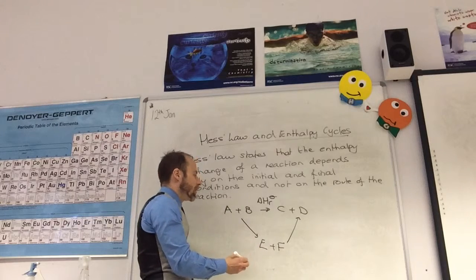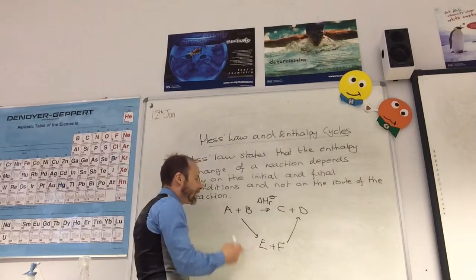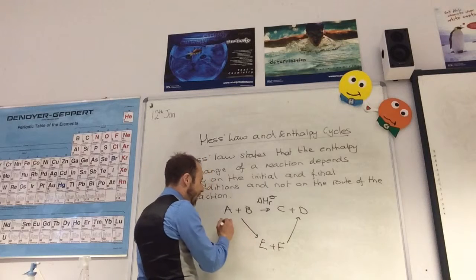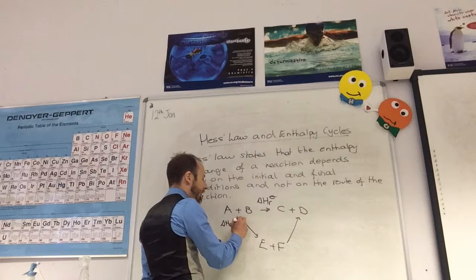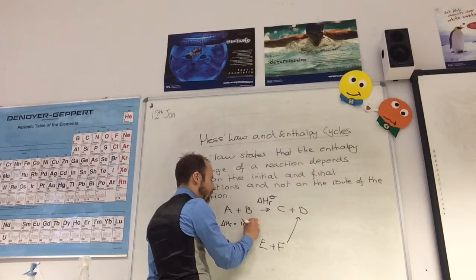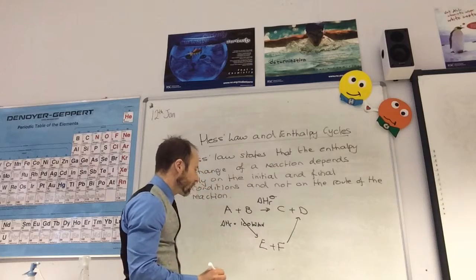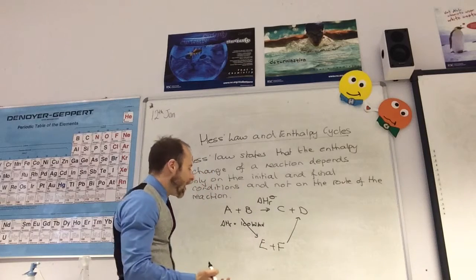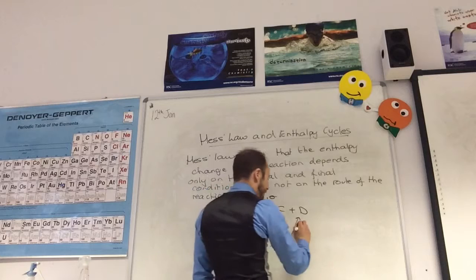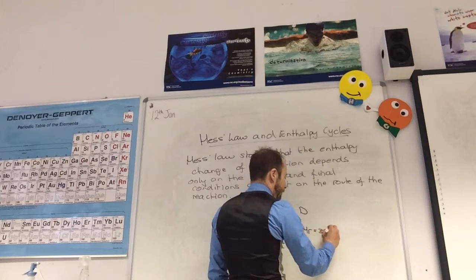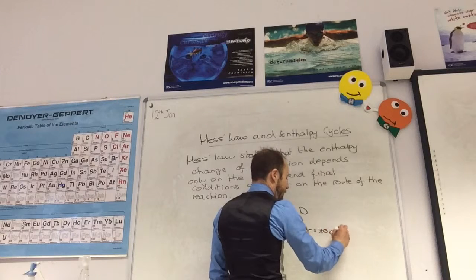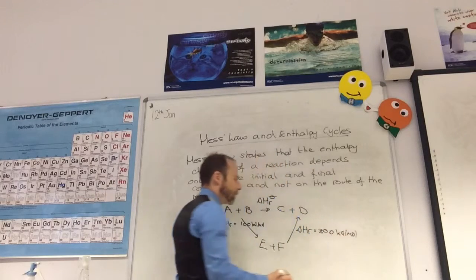Okay? So, let's say I do A and B going to E and F, and I find delta HR for that reaction is equal to maybe 100 kilojoules per mole. So I measure that in the lab. I then take E and F and I find delta HR for that reaction to be 300 kilojoules per mole.